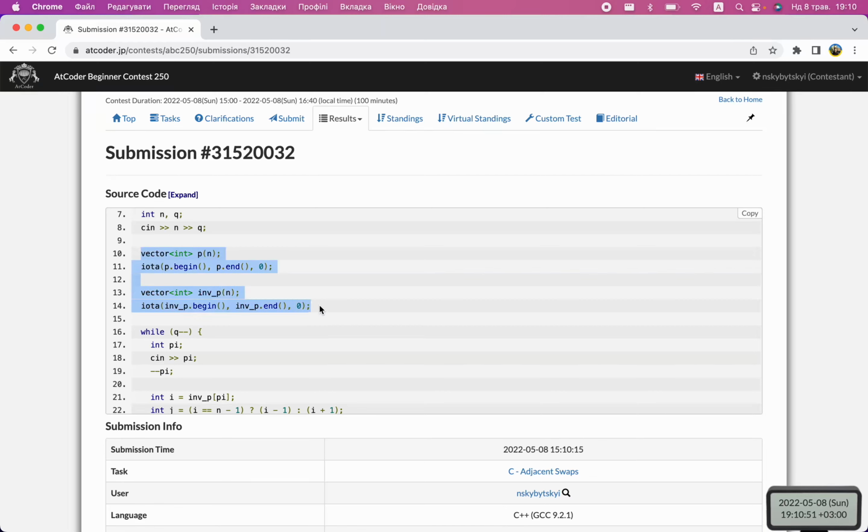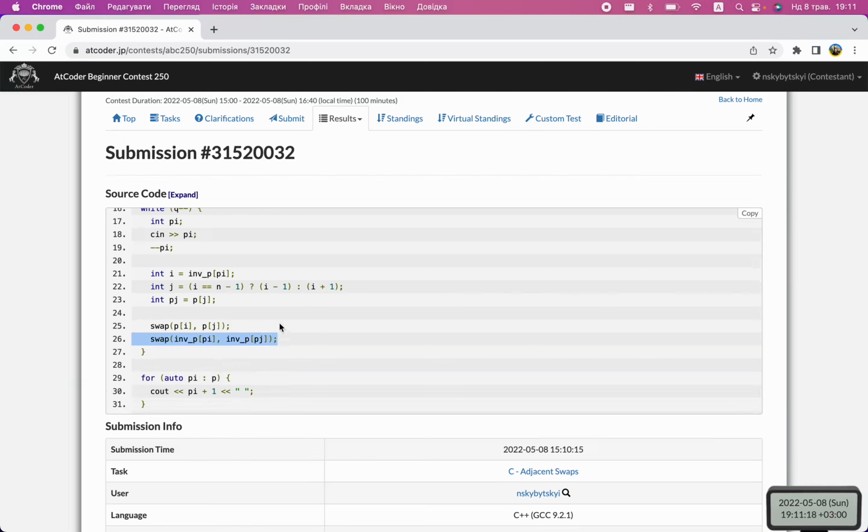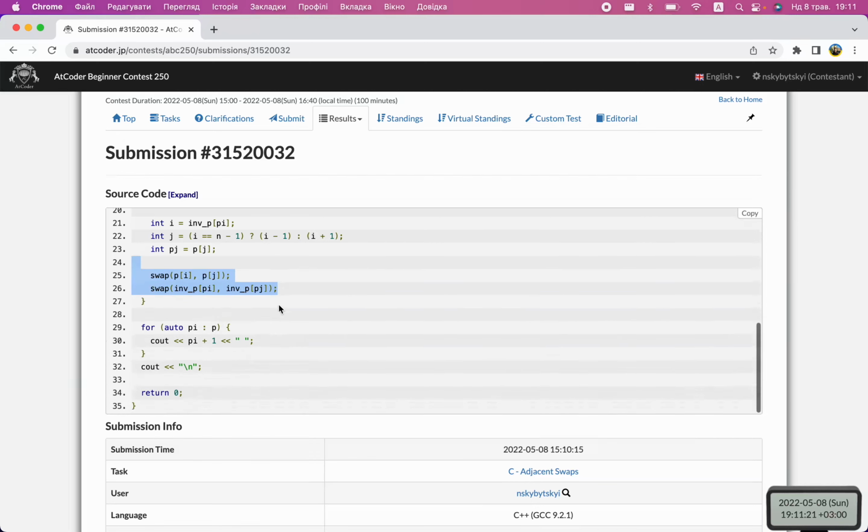So I say we are going to maintain our permutation and inverse permutation. Given that piece of information, the inverse permutation, we can quickly find the position, then we can find the position with which we are going to swap. So if it is last, then we swap with previous, otherwise we swap with next. Then we can find the actual value with which we are going to swap. Now we have to update both permutation and inverse permutation, and in the end we just print the answer.